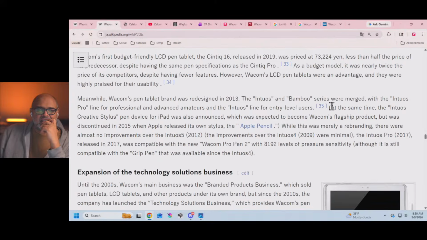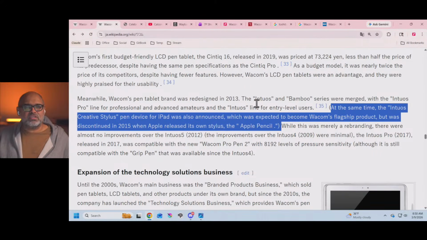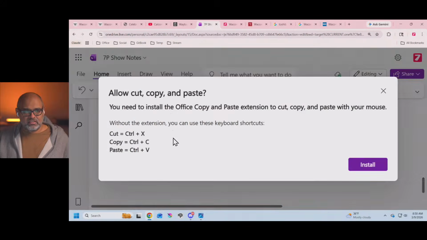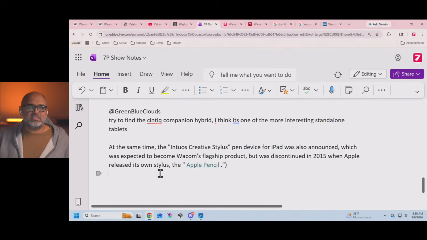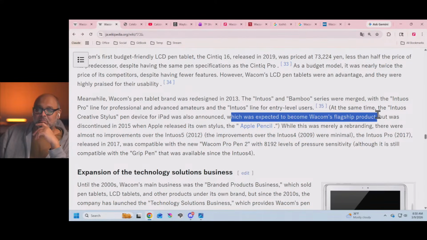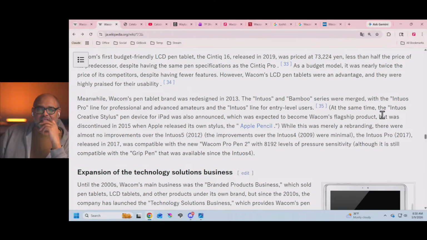Oh, look at this. I didn't quite understand this when I first heard about it. Let me paste it in. This is interesting. Intuos Creative Stylus was a pen device for iPad. It was expected to become Wacom's flagship product. Didn't know that, but was discontinued in 2015 when Apple released its own stylus, the Apple Pencil.